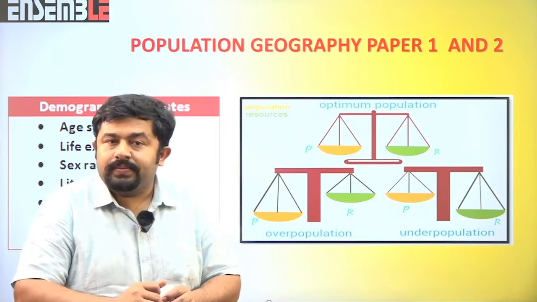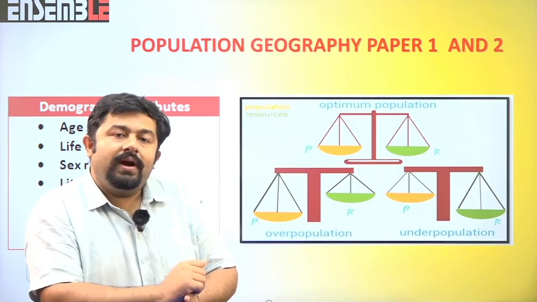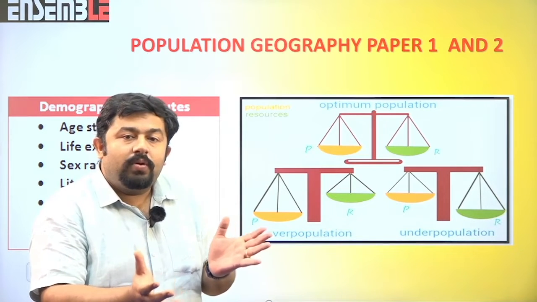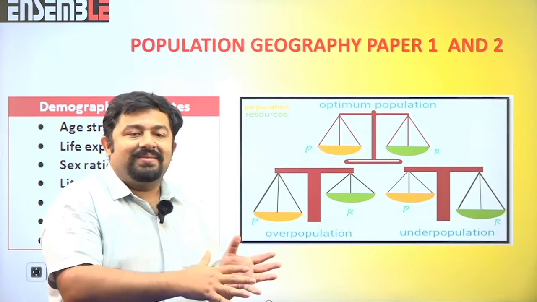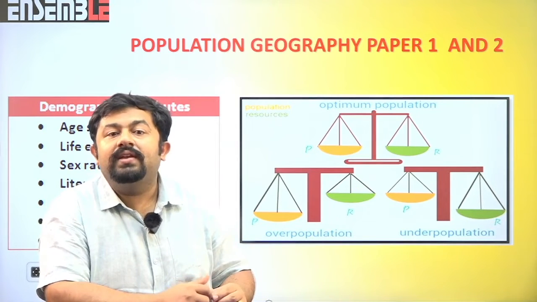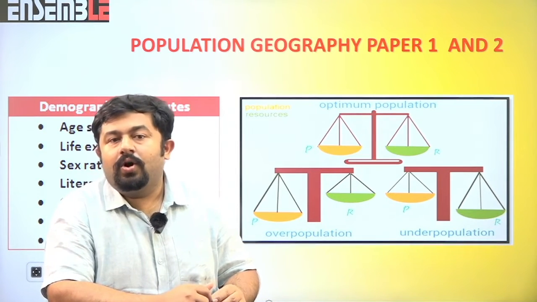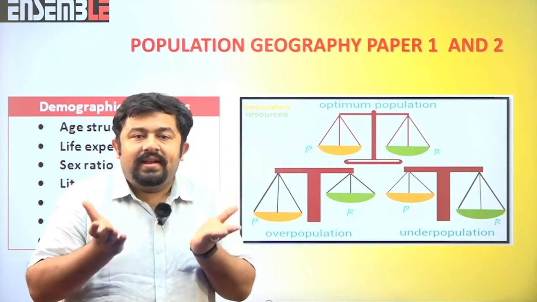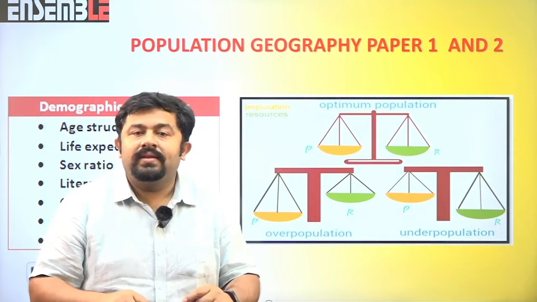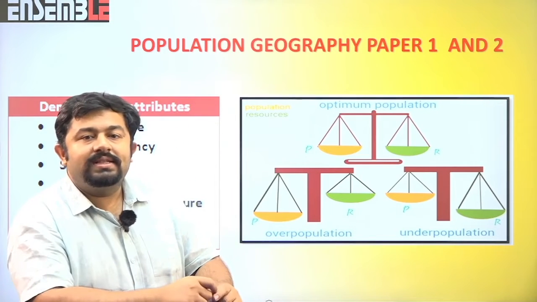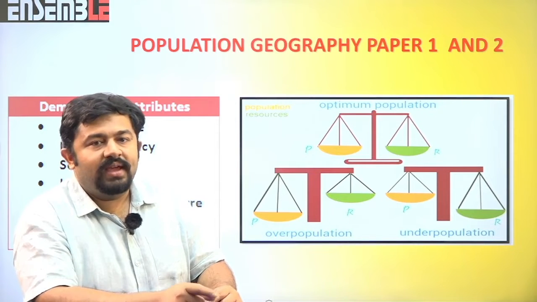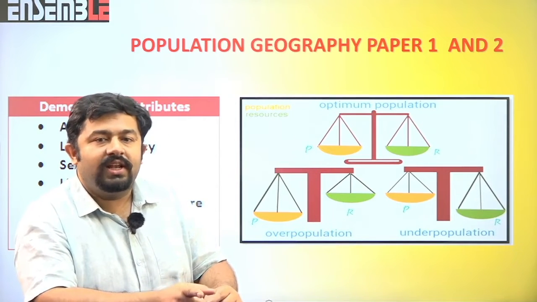Example, Bangladesh, Pakistan. What will be underpopulation? The resources are so much that the population is not able to utilize the resources effectively and efficiently. Say example of Scandinavian countries. Then optimum population. When there's a balance of population and resources, that is optimum population. So one thing you need to understand is that the resources depend on their utilization, as I said earlier. And I gave the example of shale gas.